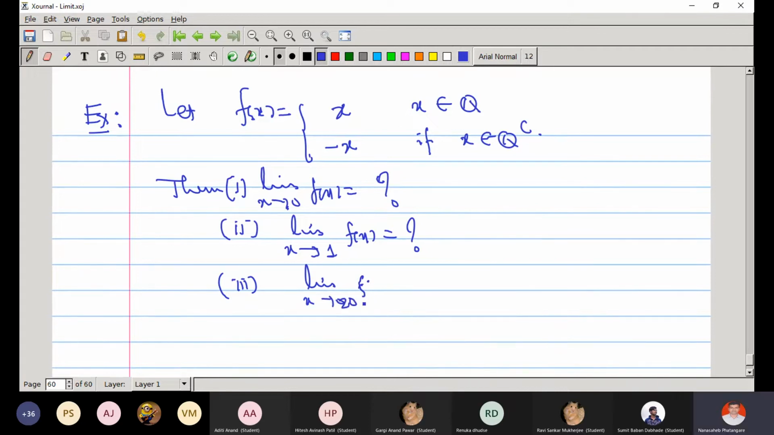As x tends to 0, what should be the limit at 0 for this function? 0. Does it exist? Okay, in this case it is 0. What is the limit as x tends to 1? 1. The limit as x tends to 1 of f(x): does this limit exist? Because the rational function is x. No, sir. So here the limit does not exist.